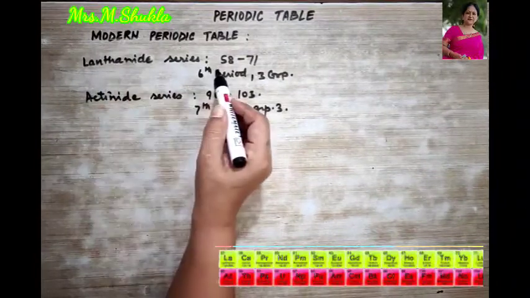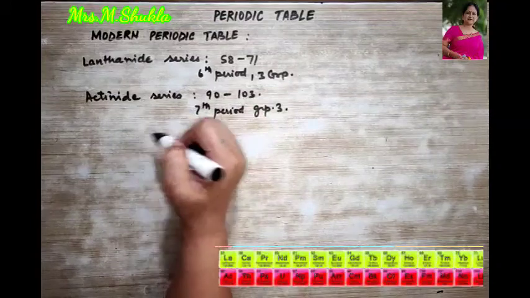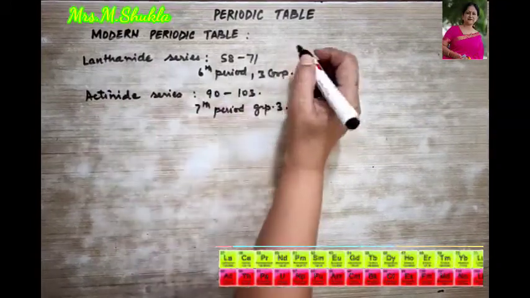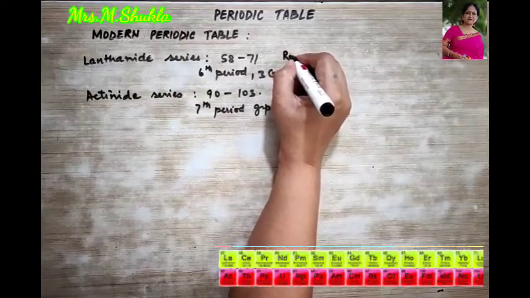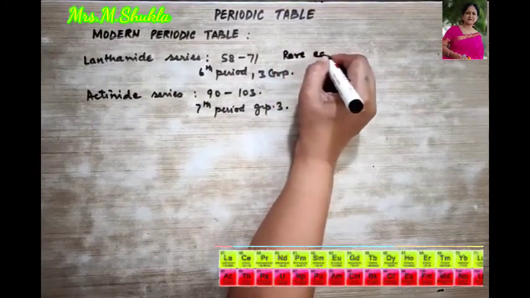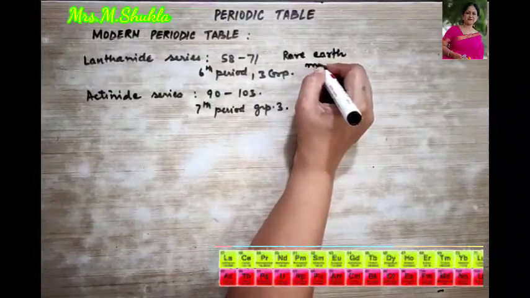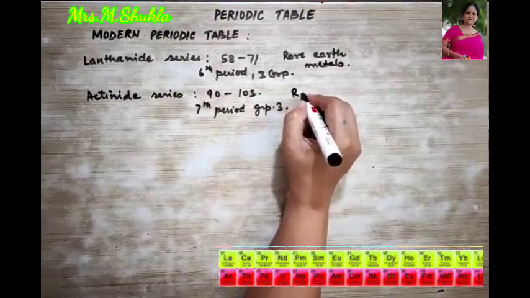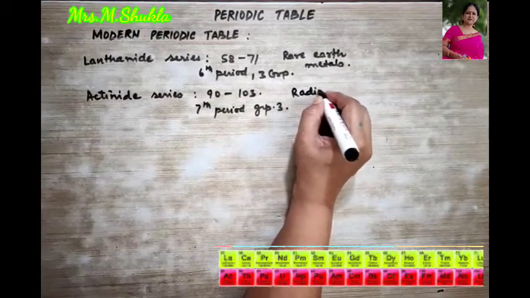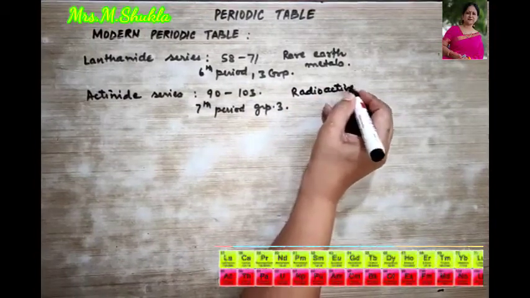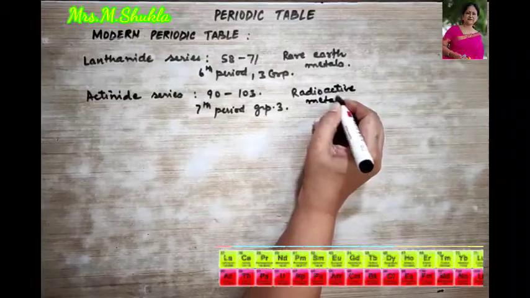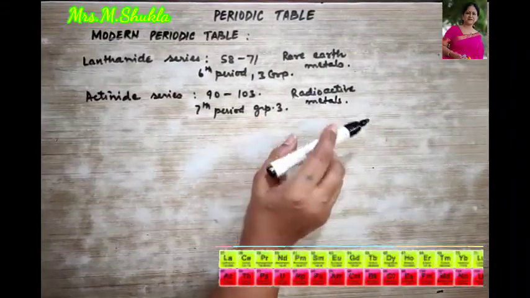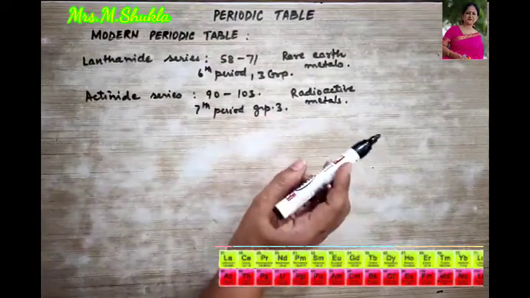Now what are lanthanide series elements called and what are actinide series elements called? The lanthanide series are termed rare earth metals. And your actinide series are radioactive metals. You can check the radioactive metals, like you will find uranium, thorium, all these things you are going to find in the actinide series.